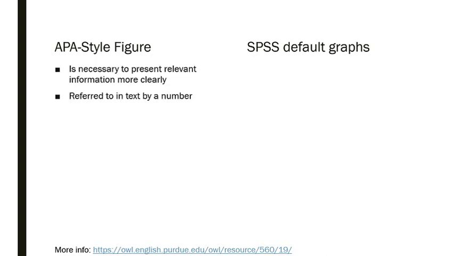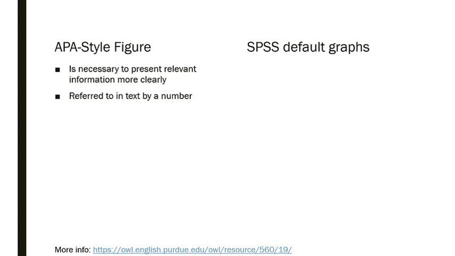When you are including a figure in an APA-style manuscript, you need to ask yourself, is it necessary? Is including the figure necessary to present relevant information more clearly? Is this figure clearer and more economical than describing it in words without the figure? So could I say this in a few words? And if you can say it in a few words, then you probably don't need to include a figure.